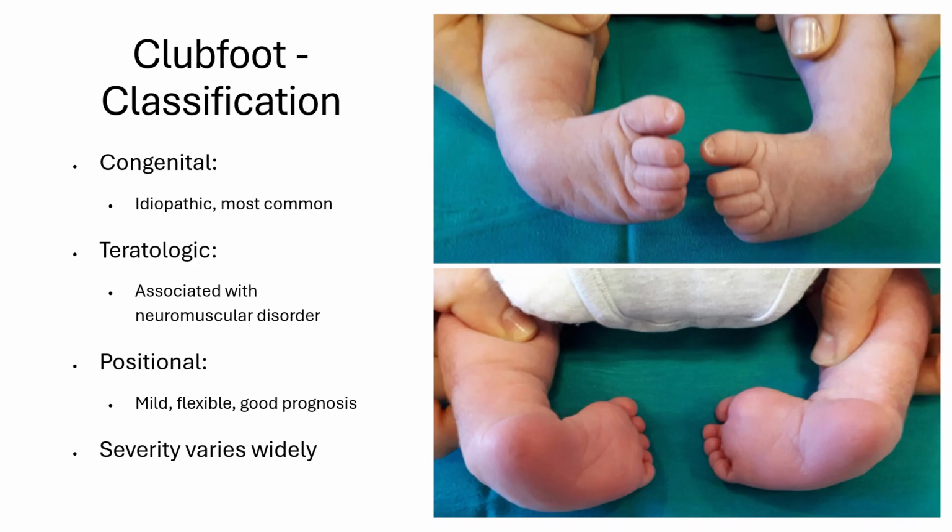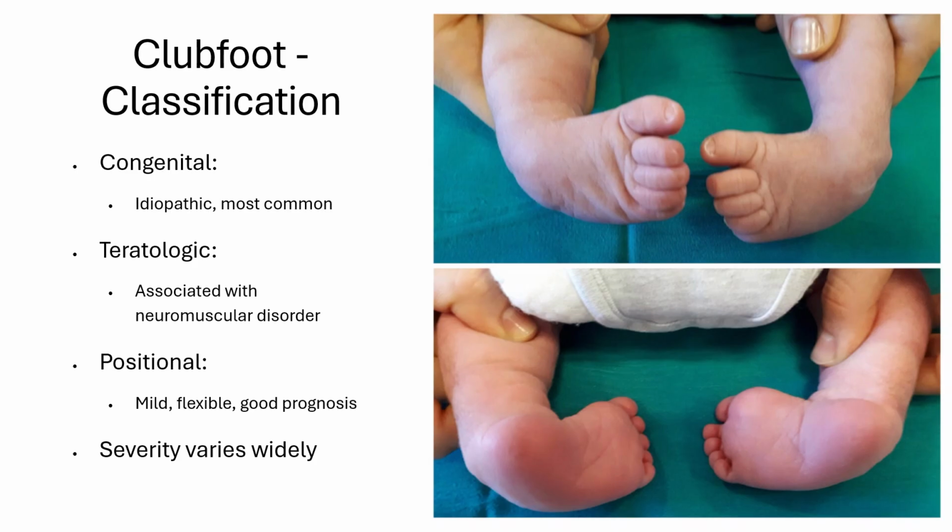Teratologic clubfoot occurs in association with neuromuscular disorders, such as arthrogryposis or myelomeningocele. The key distinction lies in the underlying muscle abnormalities that persist even after foot correction. These feet tend to be more rigid, require surgical intervention more frequently, and carry higher recurrence rates because the underlying neurological problems continue to create muscle imbalances.